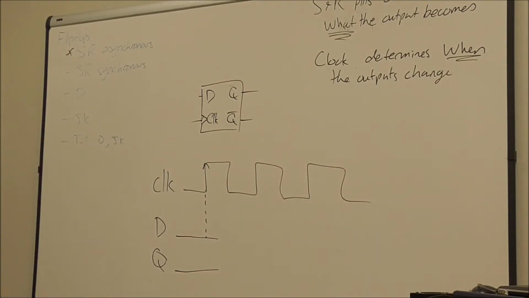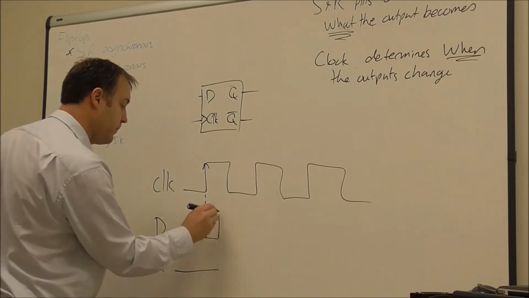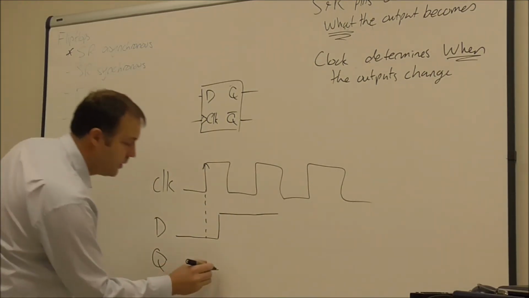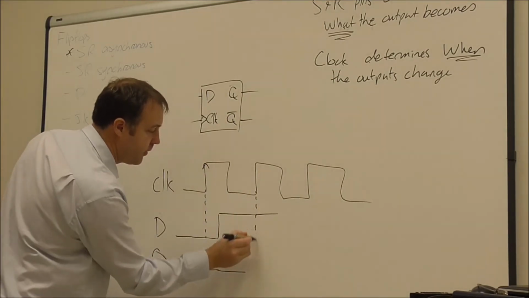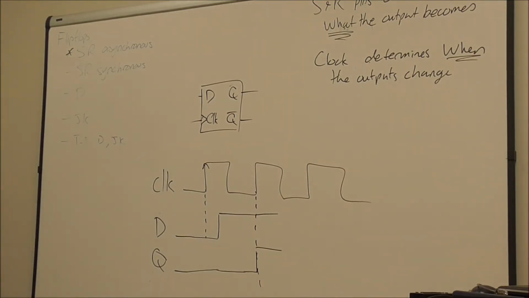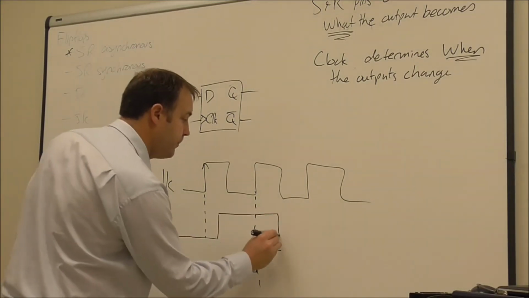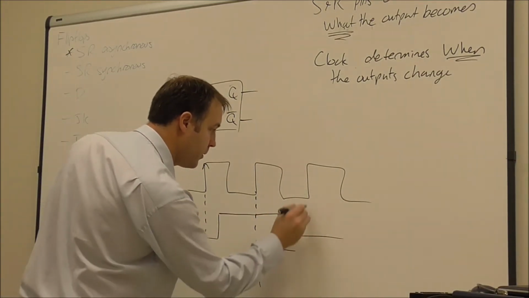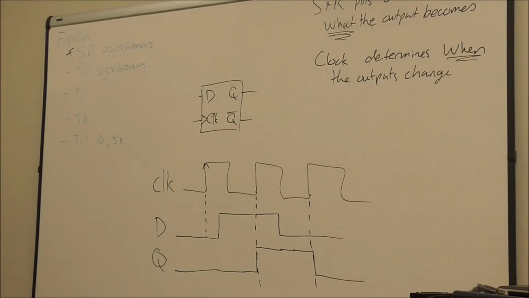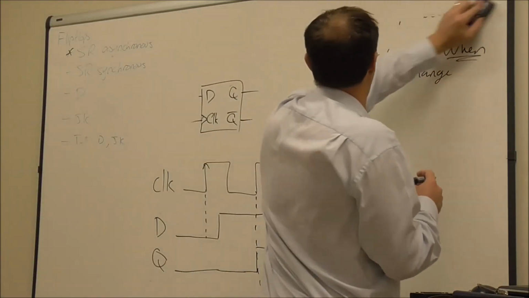Okay. If I change D to be high, then Q, after the next rising clock edge, goes high. Okay? And if I go back to low again, then you see we go back to low. So effectively, what you can think of for the D-type flip-flop is D is the next Q.